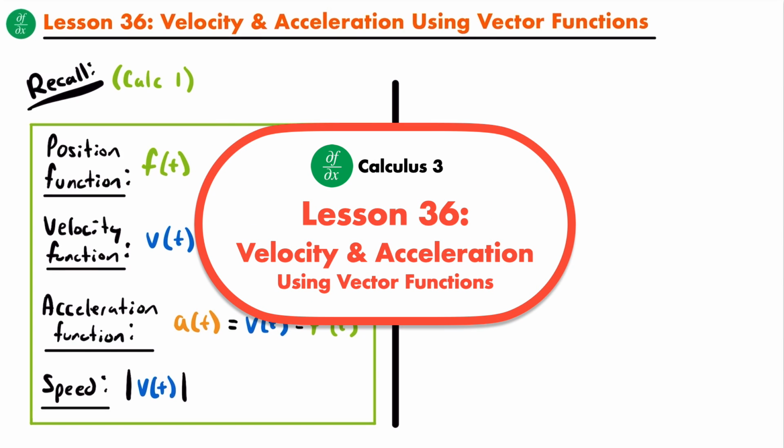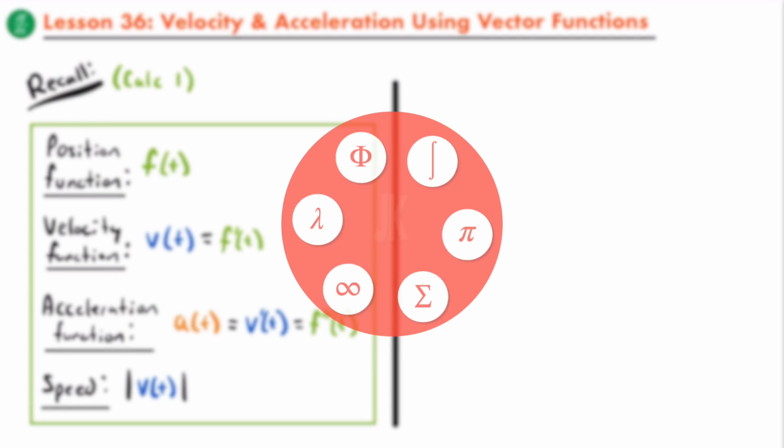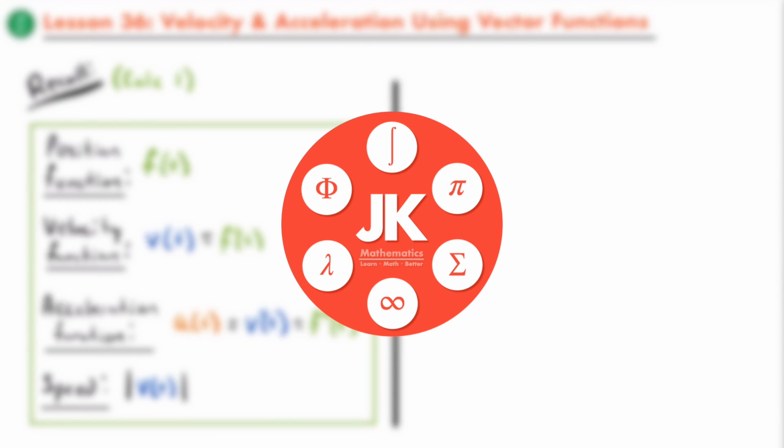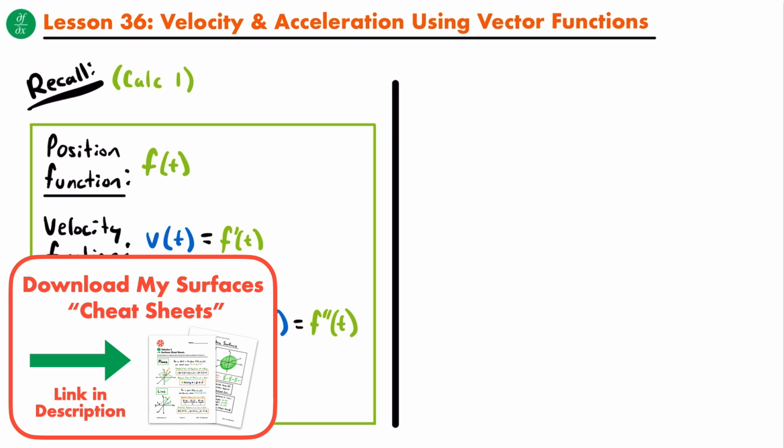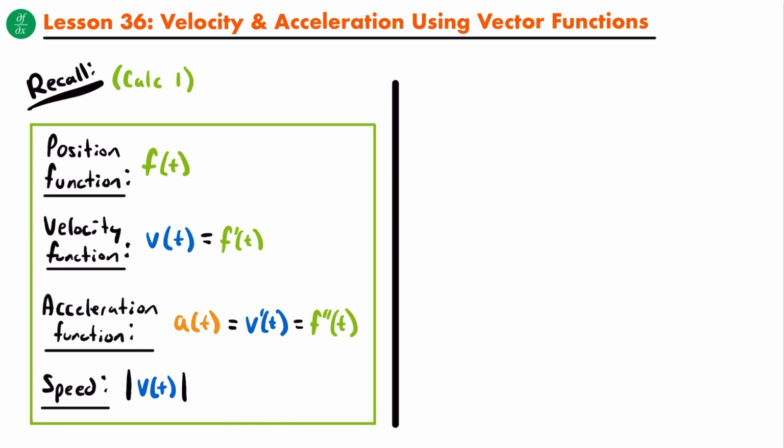Welcome back. Let's learn about velocity and acceleration using vector functions. Alright, so if you remember way back to early on in Calculus 1, we learned that we could use derivatives of functions to describe instantaneous velocity, as well as speed and acceleration for particles in motion, or anything that has a path of motion that can be modeled by a function.